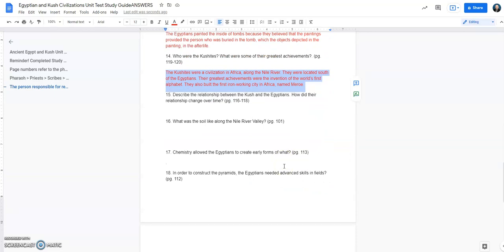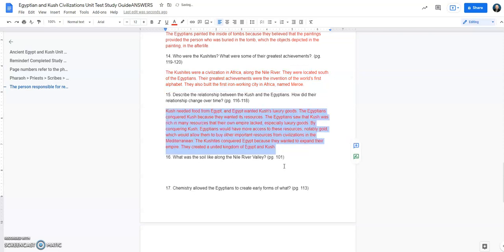15. Describe the relationship between Egypt and Kush, and how did the relationship change over time? So in the beginning, Kush needed food, and Egypt wanted their luxury items, right? They wanted those natural resources, so they would trade. Kush gets some food from Egypt. Egypt gets some of the luxury items, the metals and the irons from Kush, and they would trade that way. Eventually, people get greedy, and Egypt said, why don't we just conquer Kush, and then we can have control over that resource? So they did.